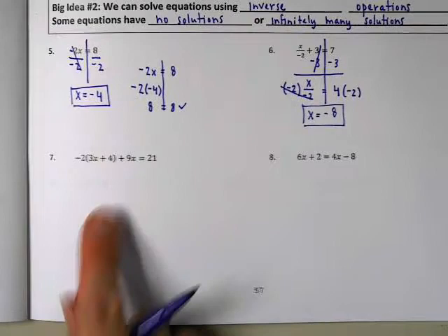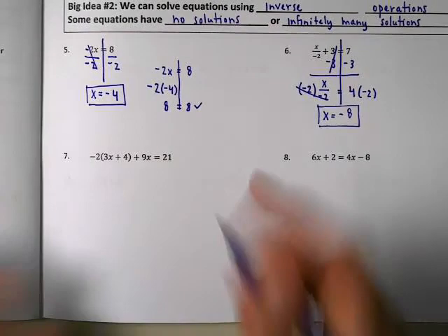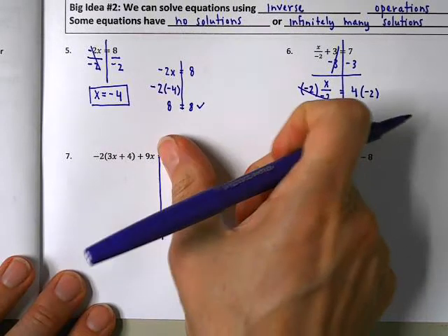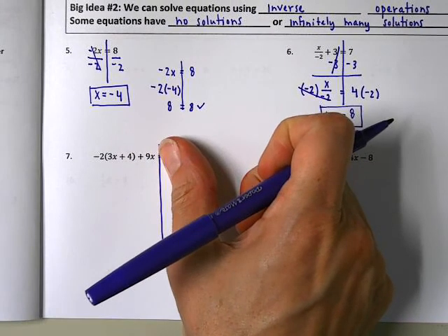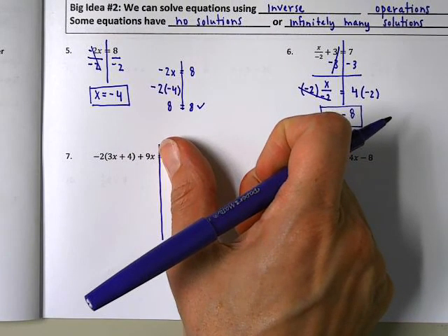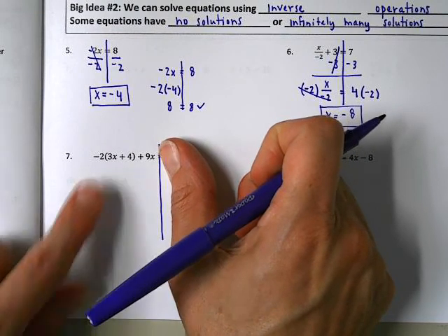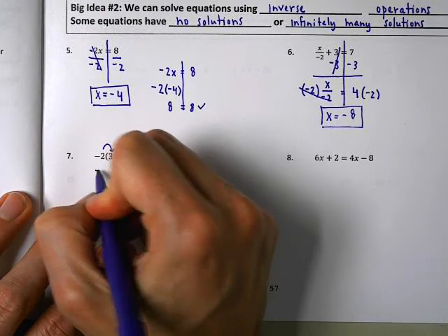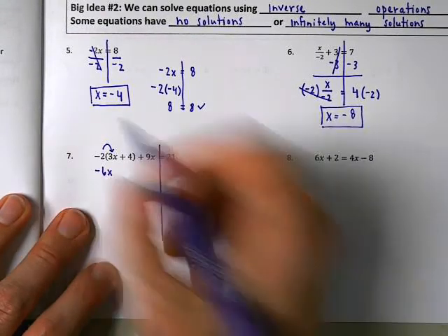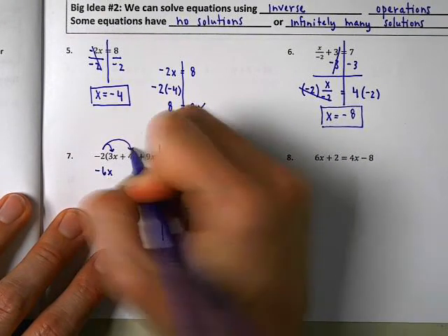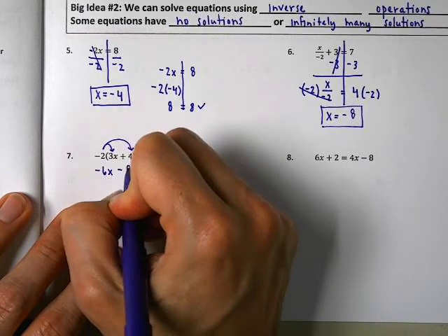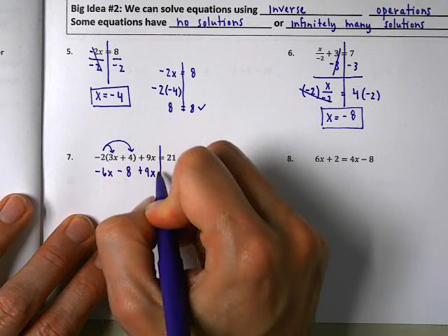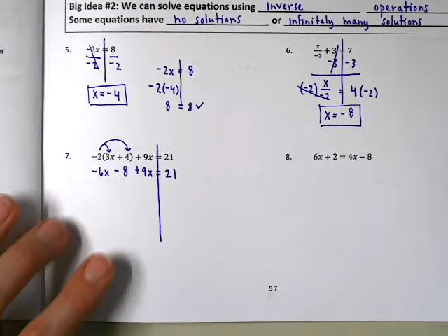All right, next is our multi-step equation. So before I can really start getting into the solving, I need to simplify that left side, just like we did at the top. So again, the first thing I need to do is distribute. So a negative 2 times 3x gives me a negative 6x. A negative 2 times a positive 4 gives me a minus 8. And then I'm going to bring down the 9x. And over here I still have 21.